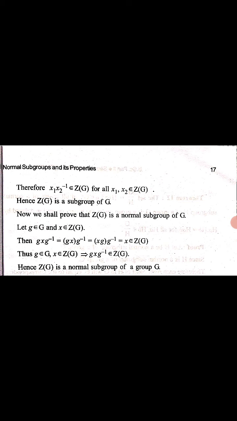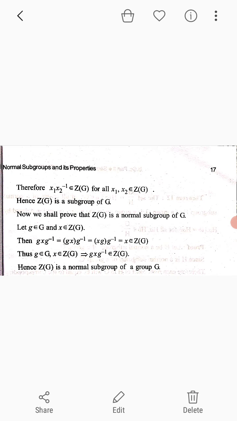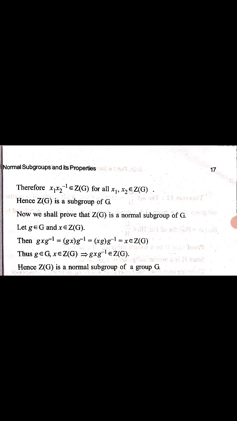Now we shall prove that Z of G is a normal subgroup of G. Let g belongs to G and x belongs to Z of G. Then g x g inverse is equal to x g g inverse is equal to x belongs to Z of G. So thus g belongs to G and x belongs to Z of G. This implies that g x g inverse belongs to Z of G, and hence Z of G is a normal subgroup of group G.